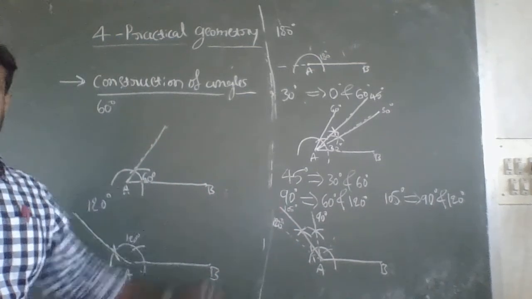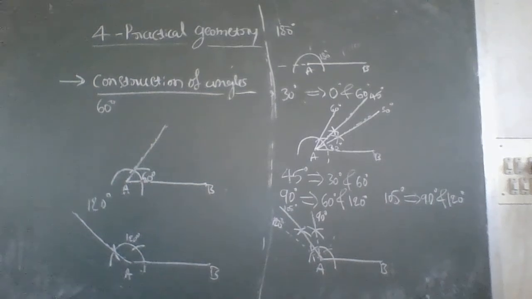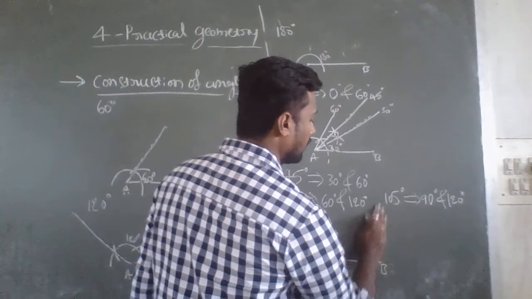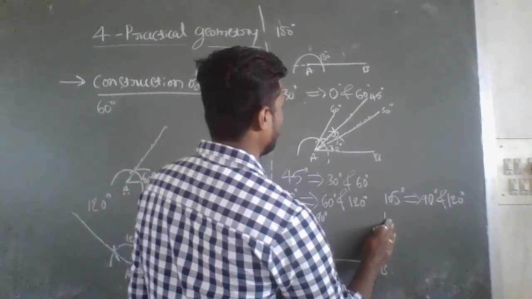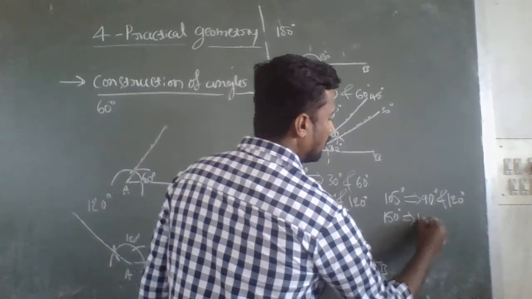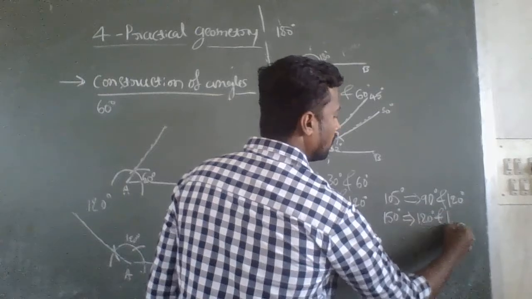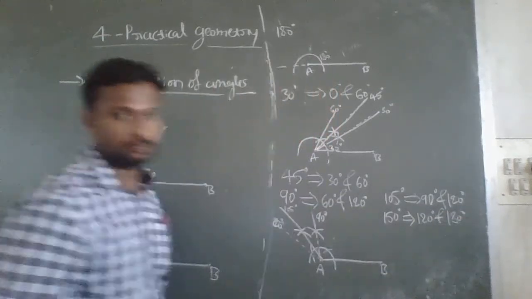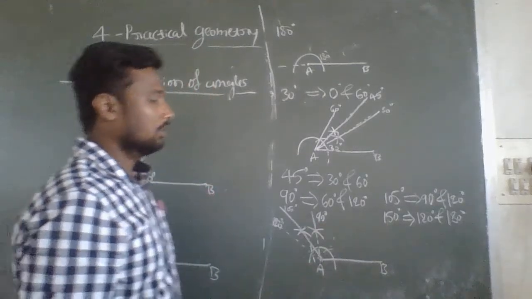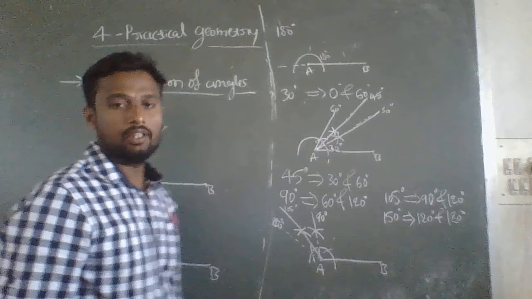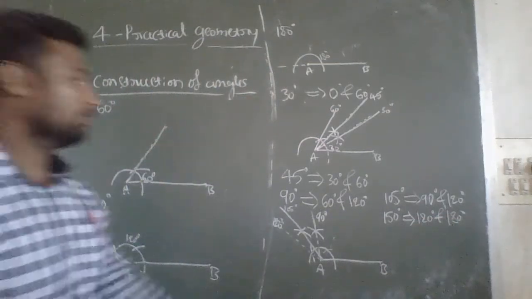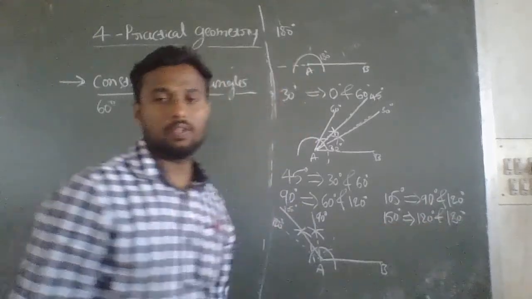Because this is between 90 degree and 120 degree. Now we will construct 150 degree, which is between 120 degree and 180 degree. Here this 150 is 30 greater than 120 and 30 less than 180. Therefore 150 is between 120 degree and 180 degree.